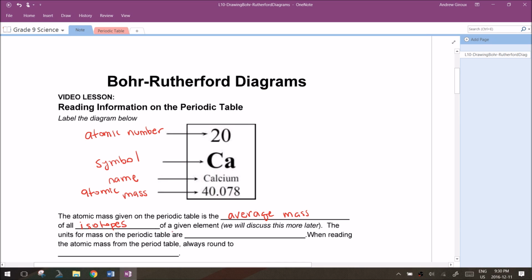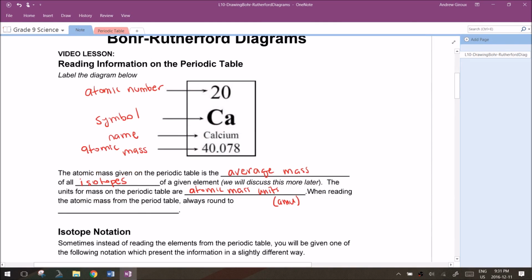So the units for this mass would be those units that we talked about last class, which are atomic mass units, or AMUs. So this is 40.078 AMU. For the purpose of drawing our Bohr-Rutherford diagrams, when we look at these atomic masses on our periodic table, we're always going to round them to the nearest whole number. So what that means is if I was to draw a Bohr-Rutherford diagram for calcium, I would take this number and I would round it to just 40.